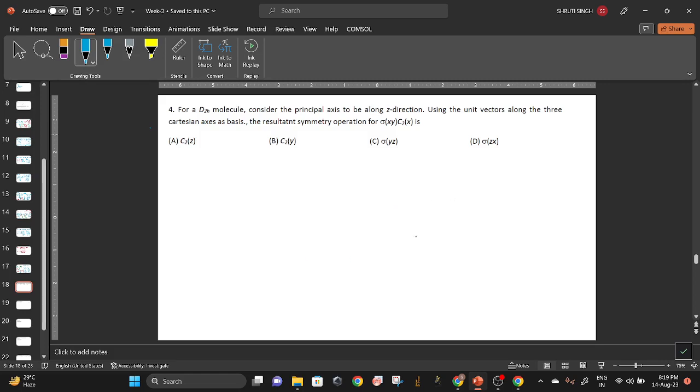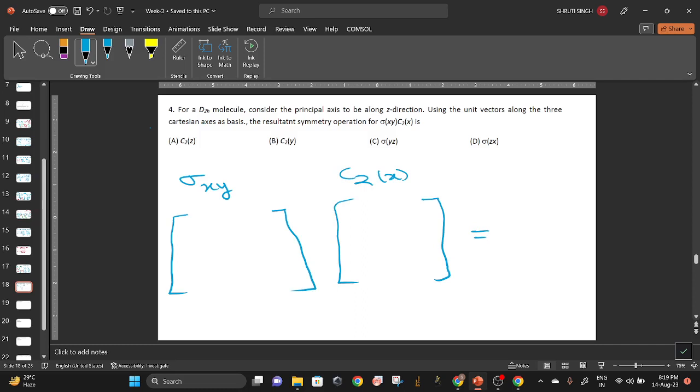How will we do this by shortcut? So matrix we can draw. Yes. So matrix sigma xy. What will be the matrix? In sigma xy, what will not change? X and Y both will not change. Okay, so x and y will not change, this will change.